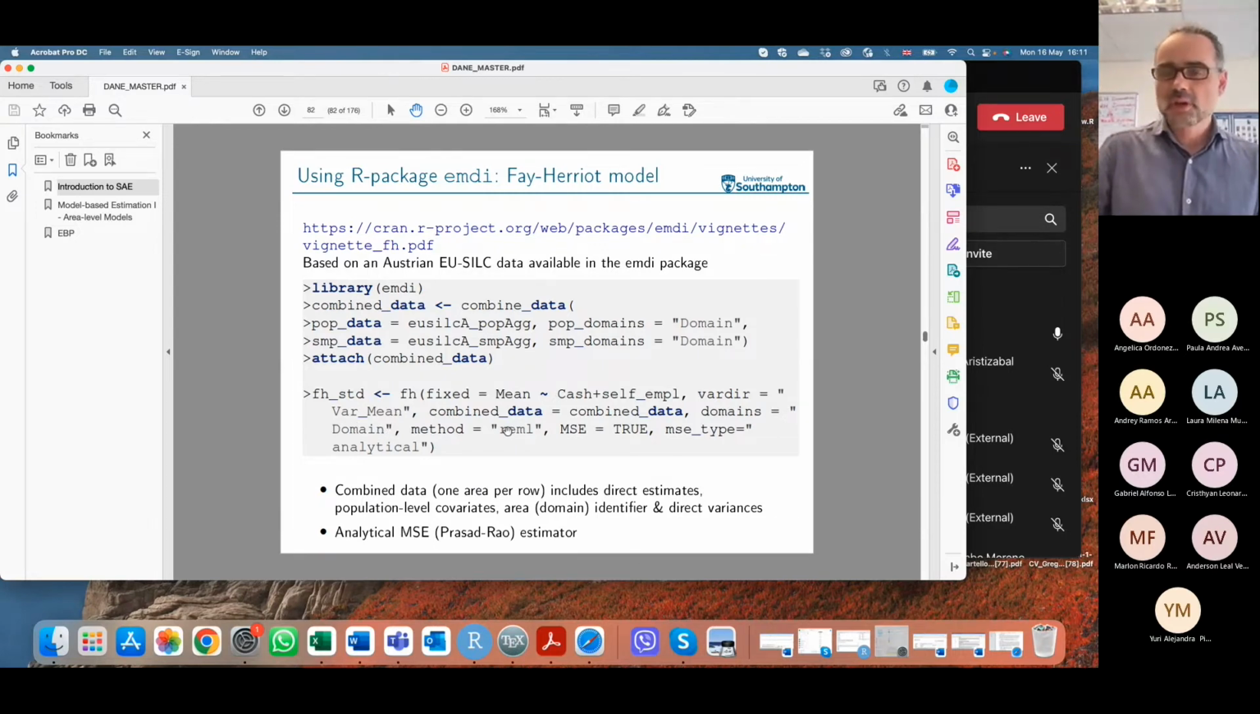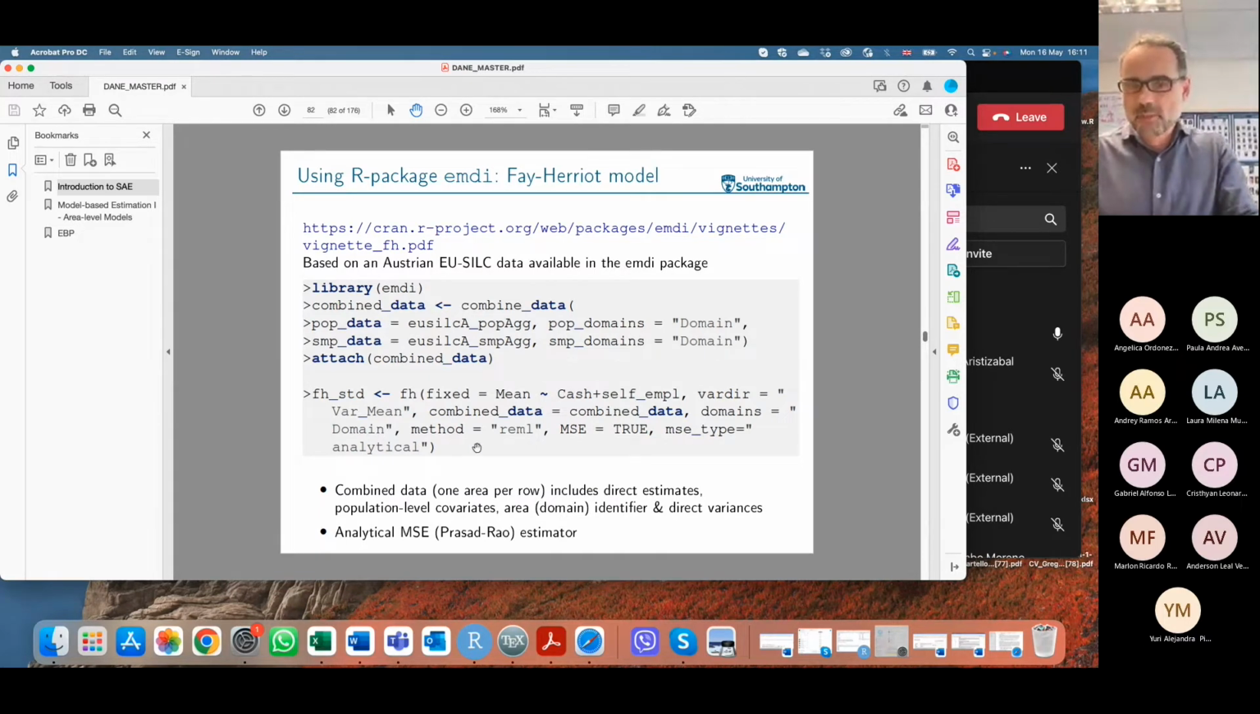Then you have to tell R the name of your combined dataset. Here the name of the combined dataset is combined_data, but you can use any other name. It's just the name of an object. You have to specify the domain identifier. What are the domains that you are trying to estimate for? R needs to know what domains are used for fitting the model and also outputting the point and the mean squared error estimates.